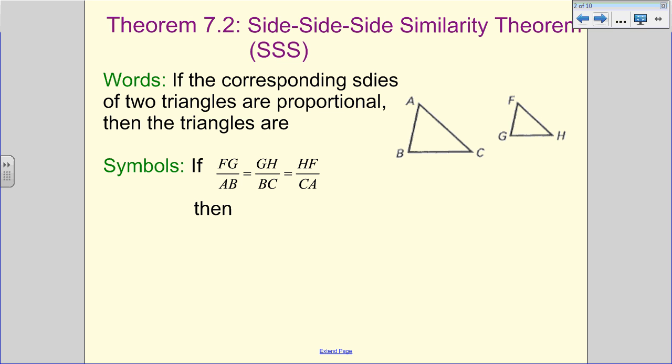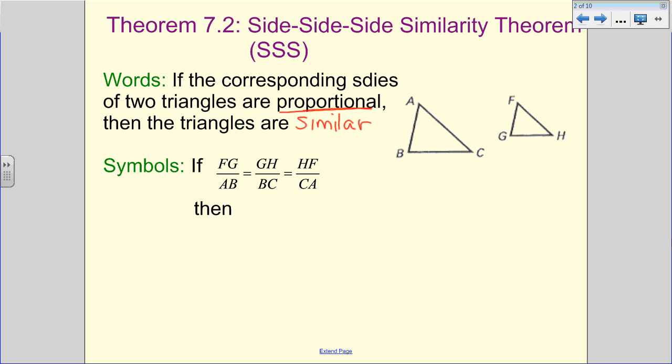We're going to make sure they have those equal ratios. So let's take a look at what these mean in terms of the wording. So the side, side, side similarity theorem. If the corresponding sides of two triangles are proportional, then the triangles are similar. So the difference here is if I am proportional, then I make similar triangles. I can have similar triangles.